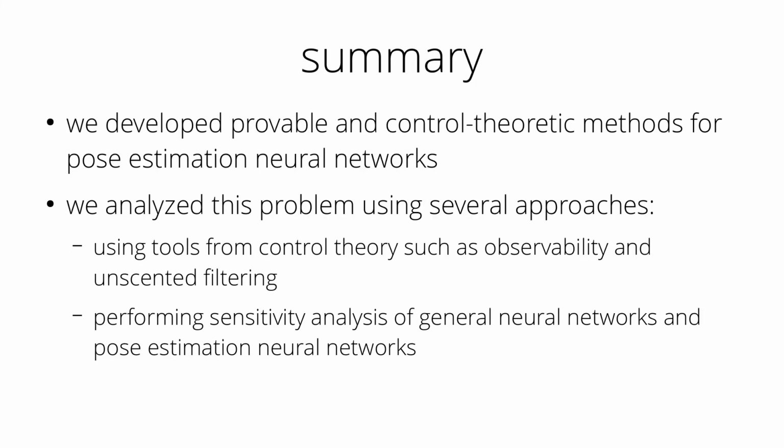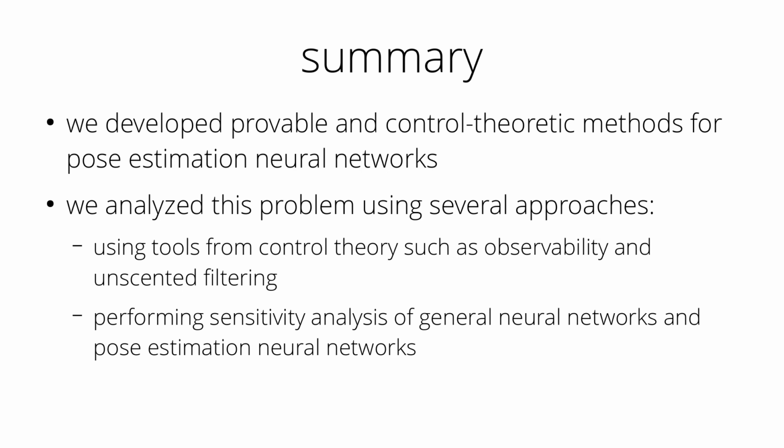Okay, so now I'll give a short conclusion for all of the work I've presented. In summary, we developed provable and control-theoretic methods for pose-estimation neural networks. We analyzed this problem using several approaches. We used tools from control theory, such as observability and unscented filtering, in the first and second areas of research. And we also performed sensitivity analysis of general neural networks and pose-estimation neural networks in the final 2 areas of research.